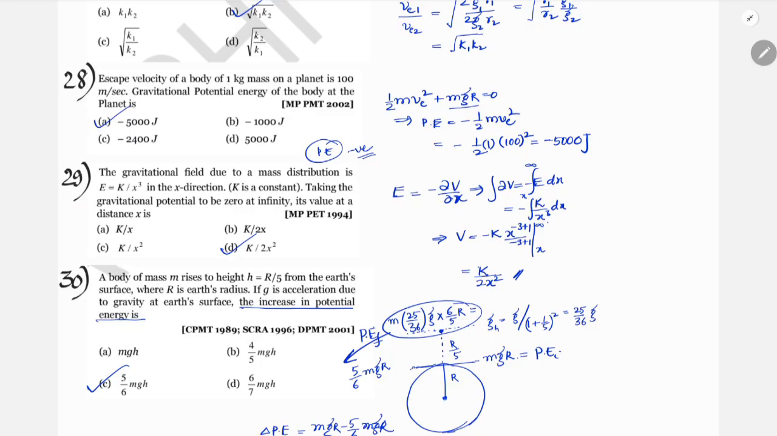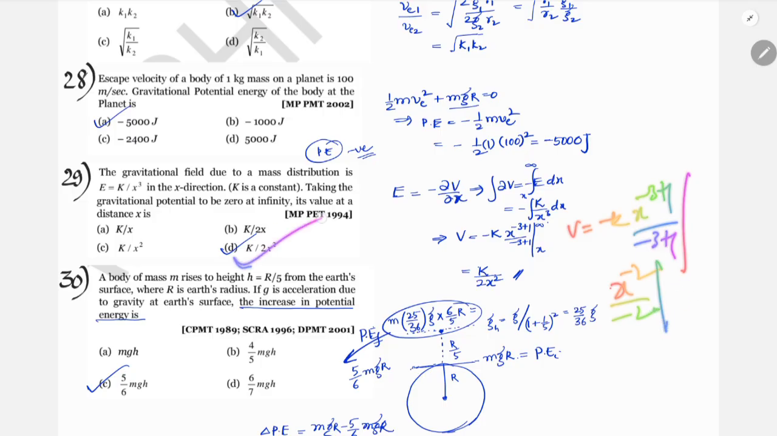This is related to the gravitational field's relation with the gravitational potential. So this is the negative gradient of potential. Why? Because this is a conservative field with conservative forces. So now if you apply the integral on both sides, in the place of field you can put k by x cube. Then after integration, what will you get? V equals minus k x power minus 3 plus 1 by minus 3 plus 1. So now this is x power minus 2 by minus 2. So now 2 will come out, and then apply the limits.